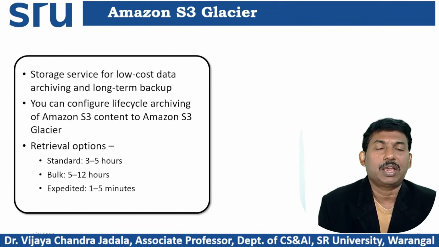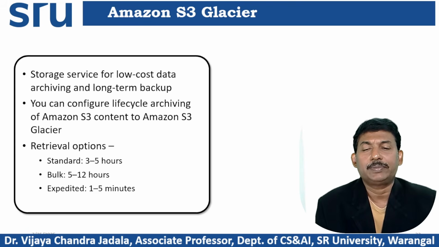Next comes the Amazon S3 Glacier storage service for low cost data archiving and also for long term backup. You can configure lifecycle archiving of Amazon S3 objects to Amazon S3 Glacier. The retrieval options are standard 3 to 5 hours, bulk 5 to 12 hours, and expedited around 1 to 5 minutes.